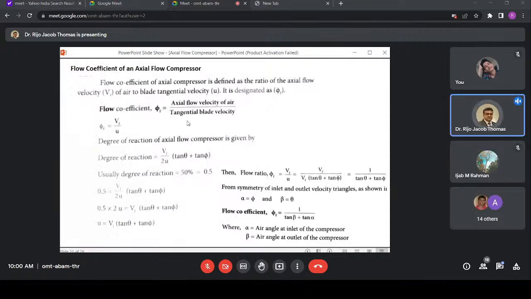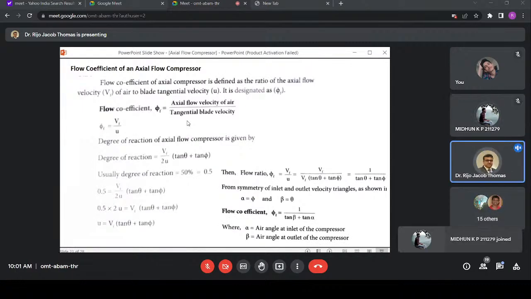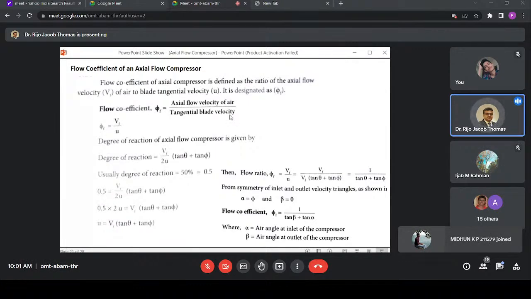Now another parameter that we have to learn in this one is the flow coefficient, again for axial flow compressor. So it is the axial flow velocity divided by the tangential blade velocity. So that is VF, the axial flow, divided by the tangential blade velocity U. This we can write in terms of degree of reaction. From there, you take it as 0.5 and you will find your U as this. So that you will replace here.